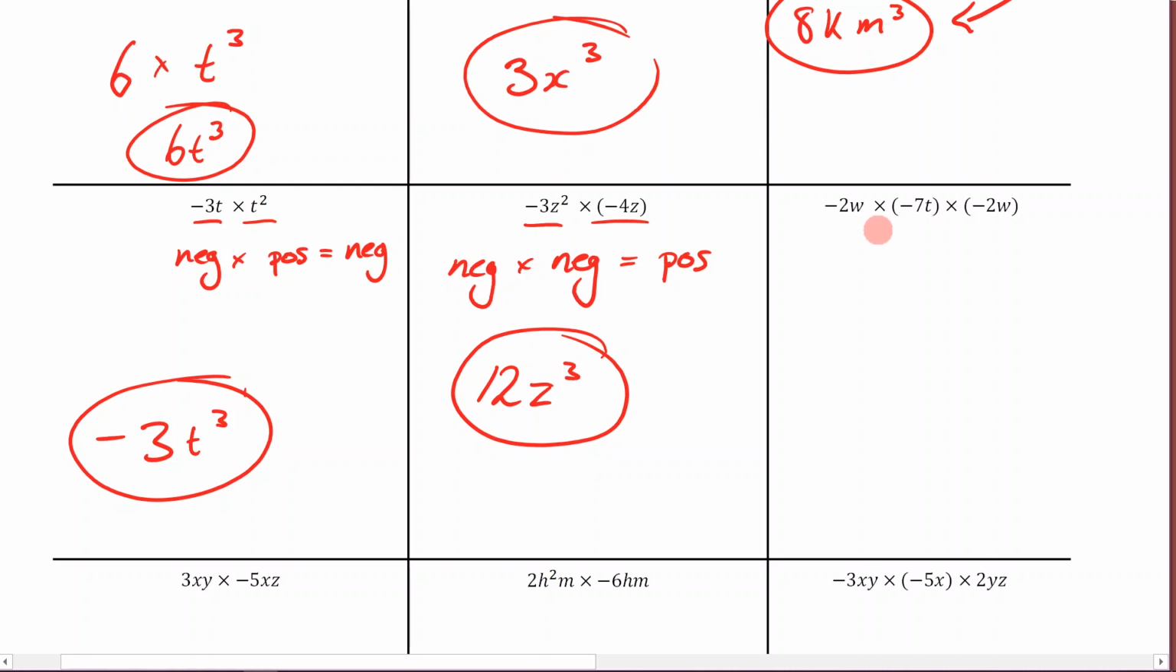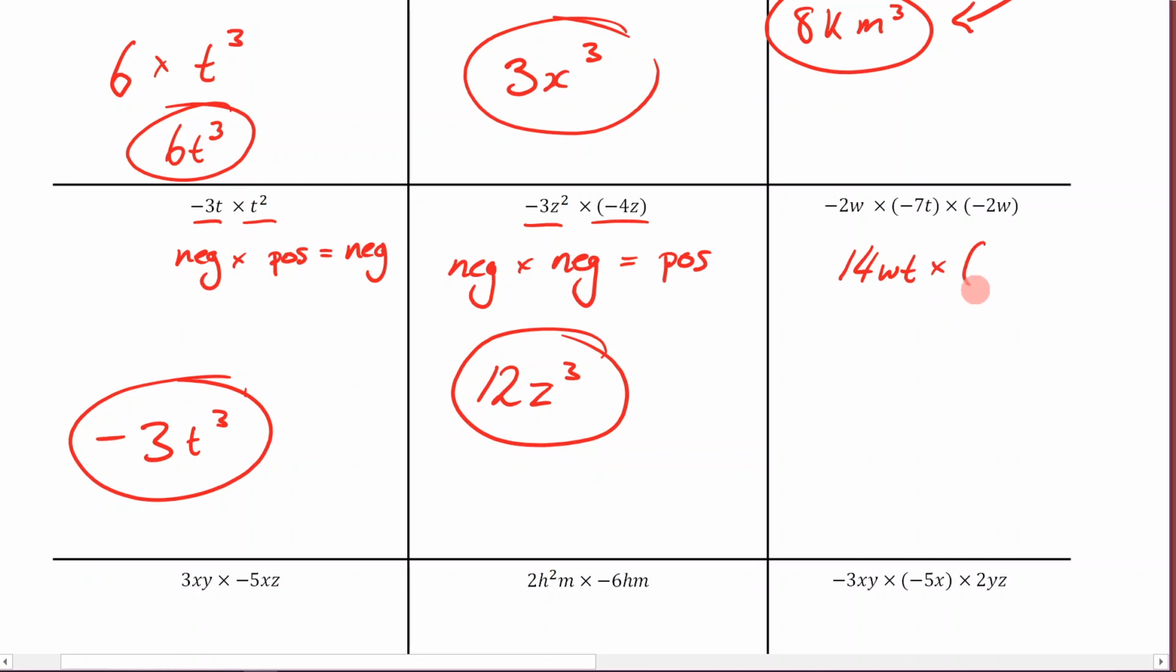All right, here we have another example with lots of negatives. Again, I think the best way to do this is just to do these two first and then worry about this one at the end. So negative 2w times negative 7t, well, two negatives. When two negatives multiply, I know I'm going to get a positive. 2 times 7 is 14. Then I've got w and I've got t.